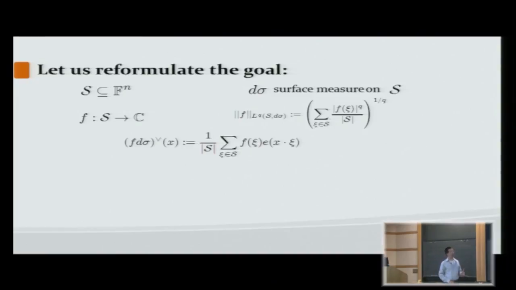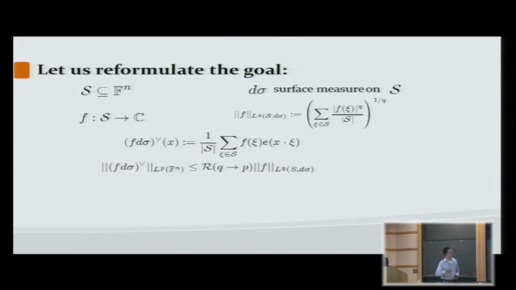And so now the quantity I'm going to consider is this exponential sum I introduced before, but normalized by the size of S. I'll say a little bit about why I do these normalizations in a second. What I'm going to try to prove is that the L^p norm of this is upper bounded by the L^q norm of f. So f, remember, corresponds to the coefficients on the previous slide.